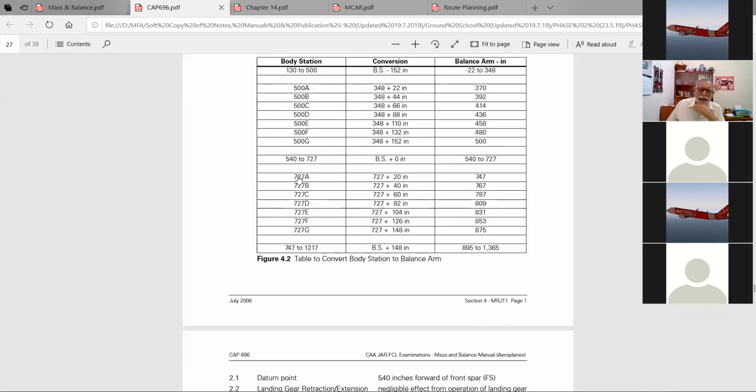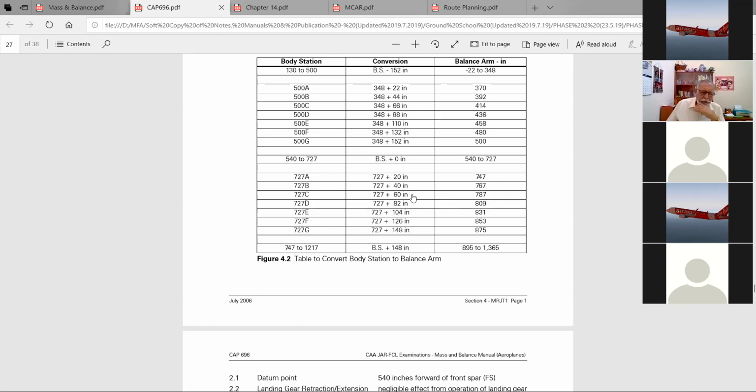Similarly, you have for body station between 540 to 727, we apply the same thing. 727, what is the new body station? 747. If I were to ask you what is the balance arm for 727, you just have to read. What is it? 831. So this is how we read the conversion factor from balance arm to body station or body station to balance arm. Is it clear? This picture is clear.